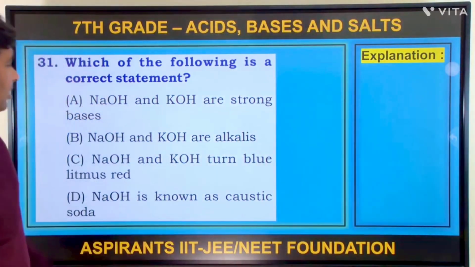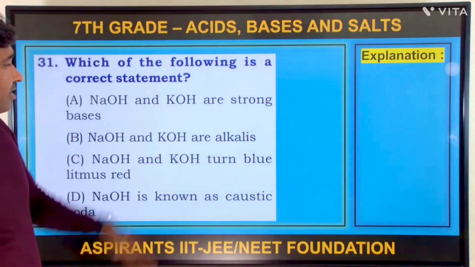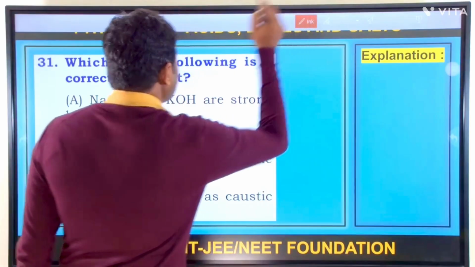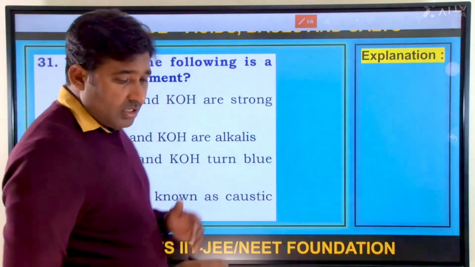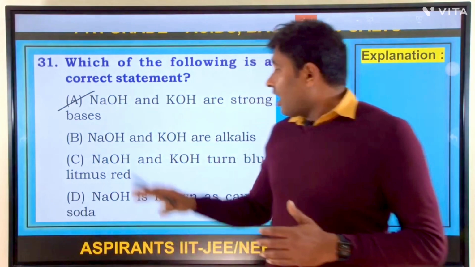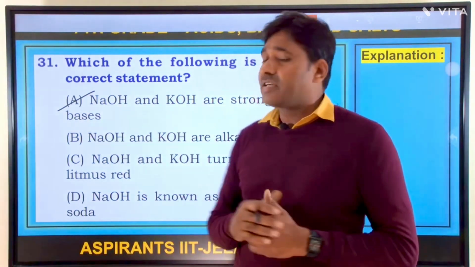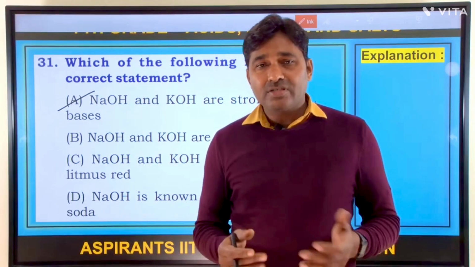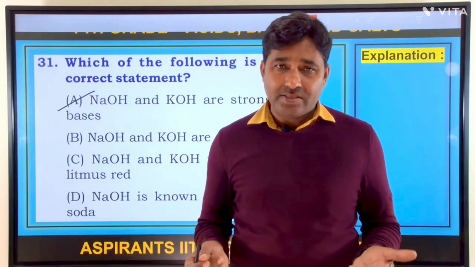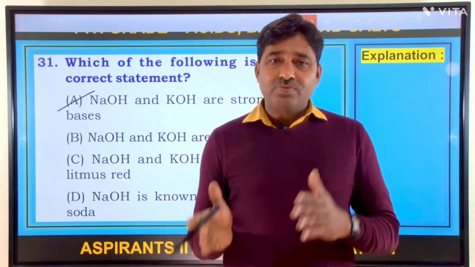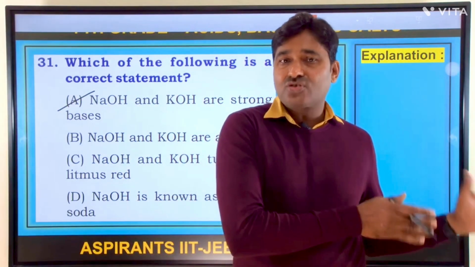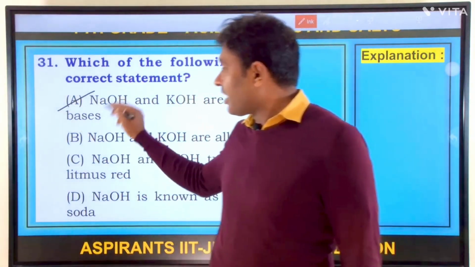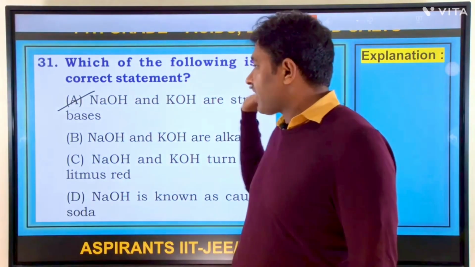Sodium hydroxide and potassium hydroxide are strong bases. Why? Because these two hydroxides are alkalis. That means when we dissolve them in water, they ionize 100% completely and produce OH minus ions. The bases which are completely ionized are considered strong bases, nothing but alkalis. So these are strong bases because they undergo complete ionization.